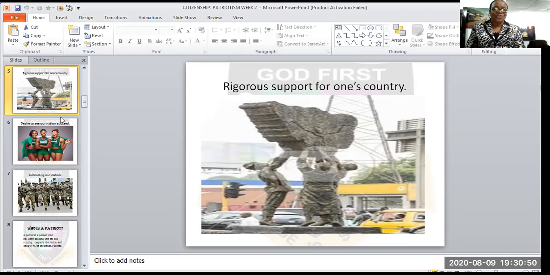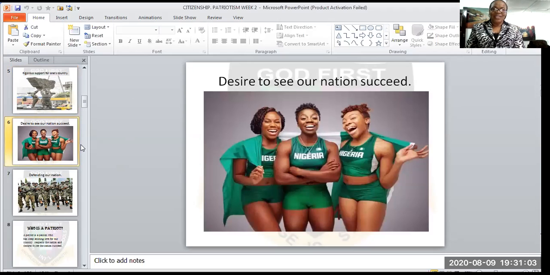Nigeria is a great nation. Nigeria depends on you and I to bring it to the greatest level of its existence. Are we together? Beautiful. Let's move on. What's the next thing to show that you're patriotic? Desire to see our nation succeed. Yes, look at these athletes on the slide. Of course, they desire for Nigeria's best interest. So they represent Nigeria and come out tops.